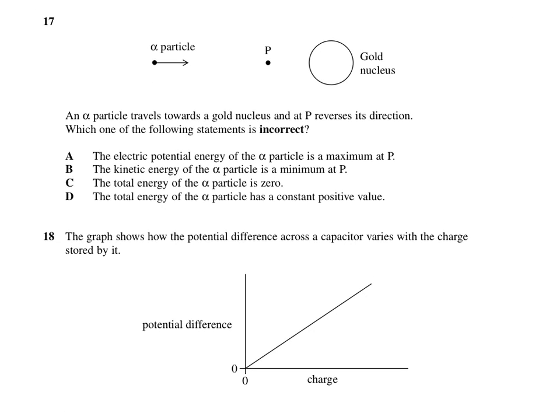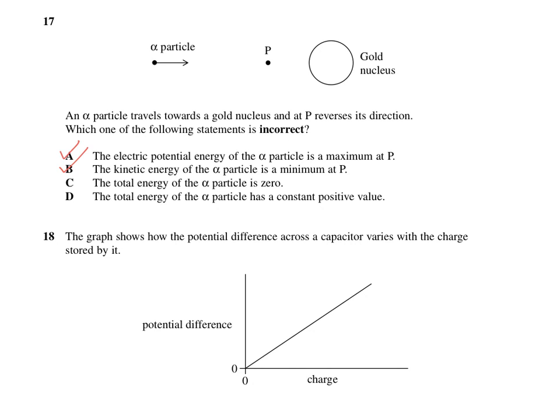An alpha particle travels towards a gold nucleus, and at P reverses its direction, so that's the distance of closest approach. Which one of the following statements is incorrect? The electric potential energy of the alpha particle is maximum at P. That is absolutely true. It is, because all the kinetic energy has been transferred to electric potential energy. Kinetic energy is at minimum. Yes, it is, because it's all been transferred. So hang on, these ones are both true.